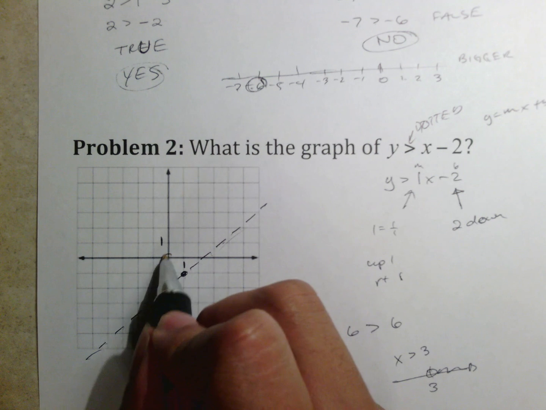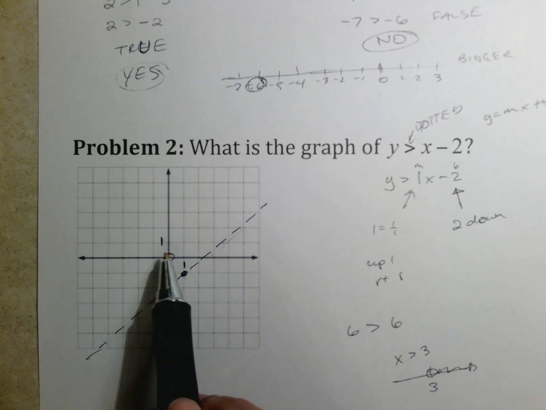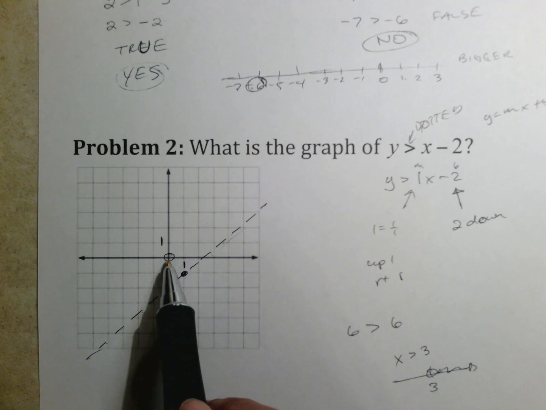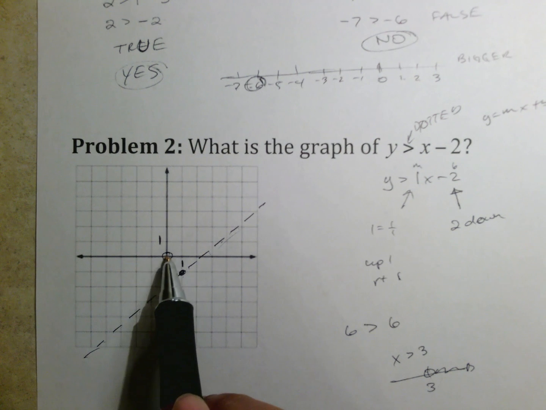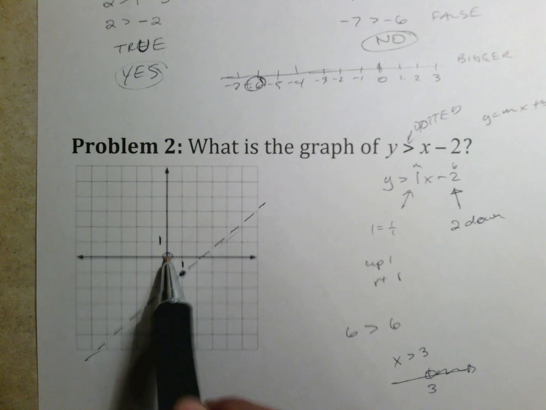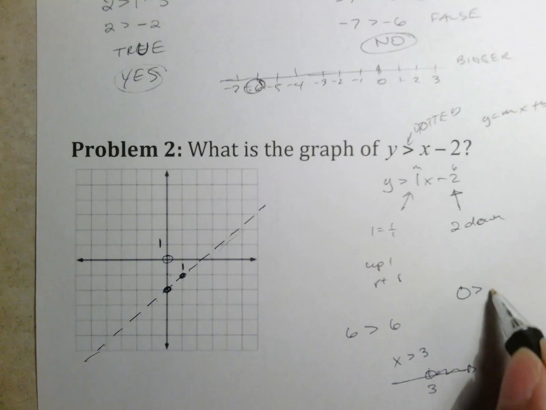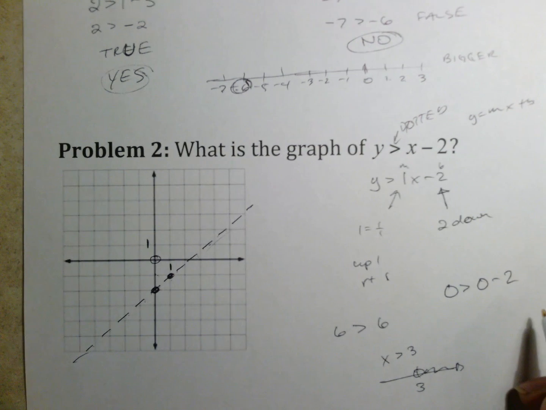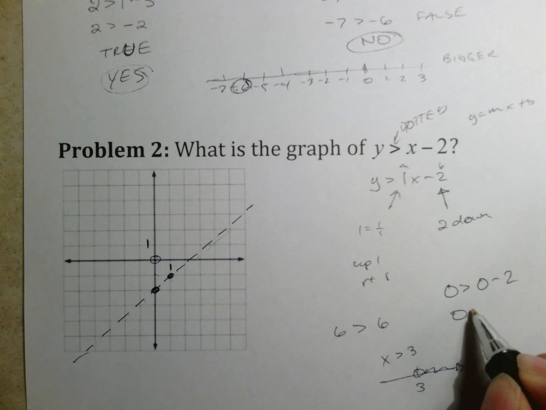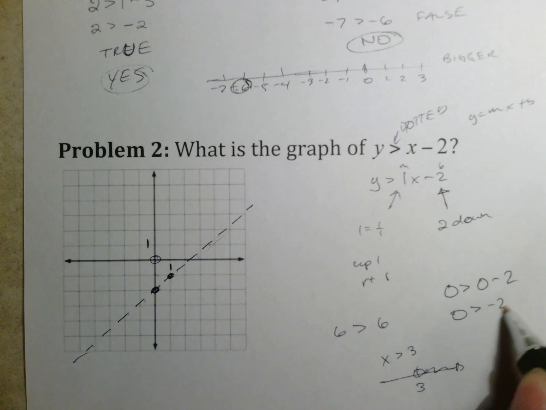Because 0, 0 is an easy point to check, I'm going to check to see if 0, 0 is actually true. Notice that this is the origin. This is where x equals 0 and y equals 0. So what I'm going to do to test it is I'm going to put a 0 in for y, I'm going to put a 0 in for x, and I'm going to leave everything else the same. And then I'm going to see if 0, 0 is a solution. 0 is greater than -2.